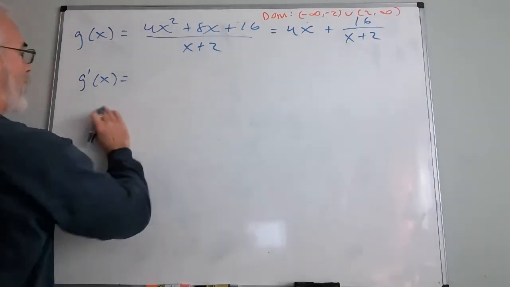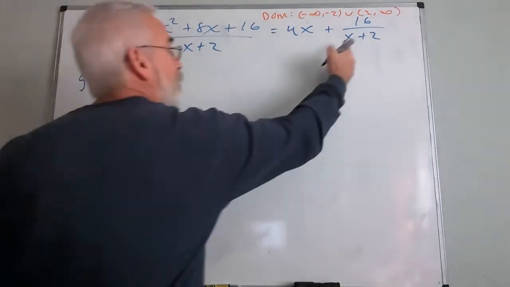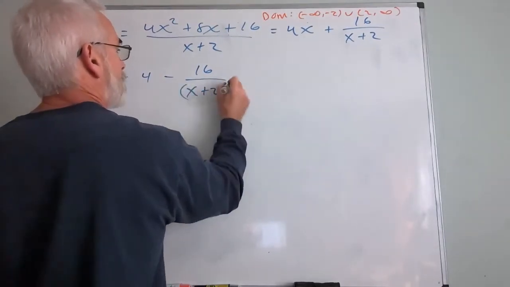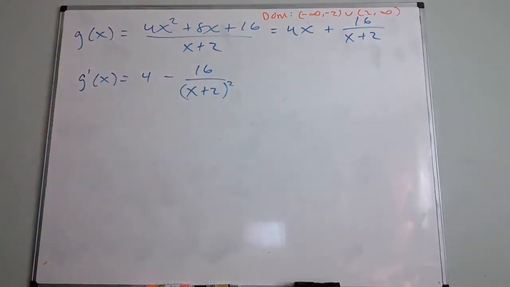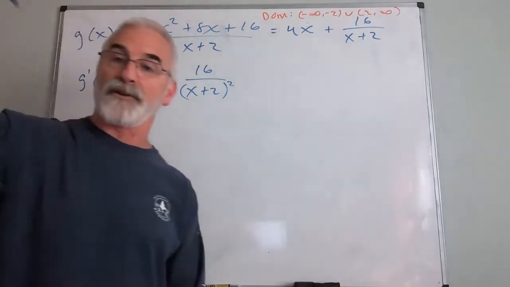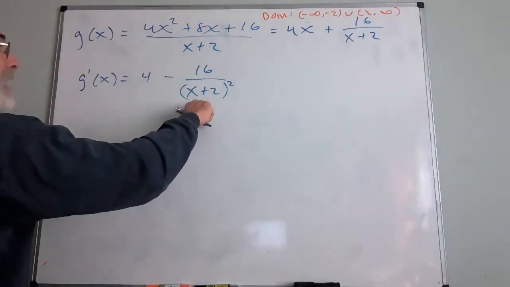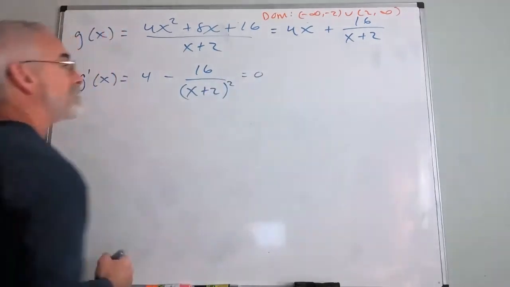The derivative of 4x is just 4, and the derivative of this is just -16 over (x plus 2) quantity squared. You can think of that as 16 times (x plus 2) to the negative first, or you can remember I showed you a rule that when you differentiate a reciprocal, it's f prime over f squared. Now, I want this to equal 0.